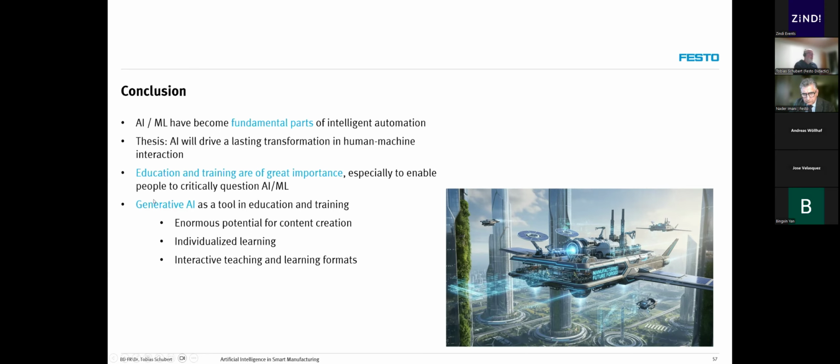Generative AI, large language models or whatever is super cool, super important for manufacturing, but it also has super application scenarios for education. You can create your content automatically. You can go for individualized learning paths. You can use a chatbot like ChatGPT, for example, to train interviews and something like that. You can go for interactive teaching and learning formats. So for me, I like that AI and ML stuff, but I think education is the most important point we should focus on in the next years.